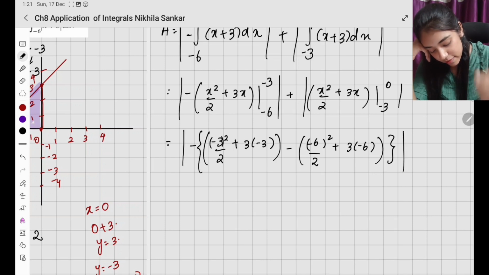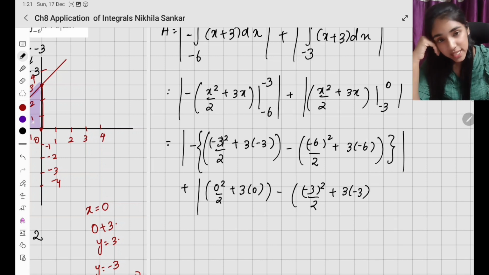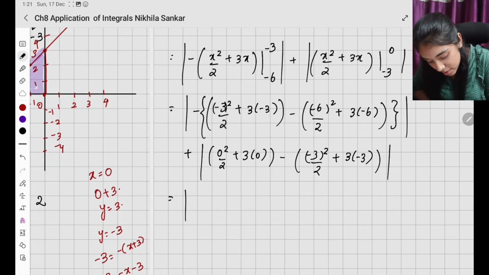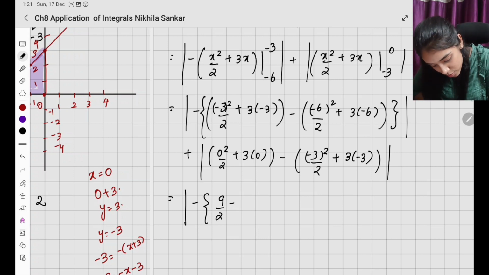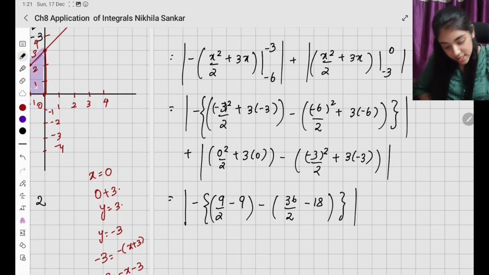So this is my first absolute value. Plus the second absolute value is going to be the upper limit: 0 square by 2 plus 3 times 0, minus minus 3 the whole square by 2 plus 3 times minus 3. The absolute value minus is there, so be very careful and write it patiently. This is my second term inside the absolute value. Now how is the first term? Absolute value of minus is outside. Minus 3 the whole square is going to be 9. So 9 by 2 minus 9. This is my first bracket. Minus the second bracket: minus 6 the whole square is going to be 36 divided by 2 minus 18. Okay. So this is my second bracket. Close it. This is inside the absolute value.